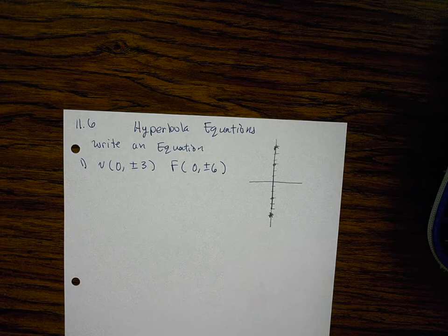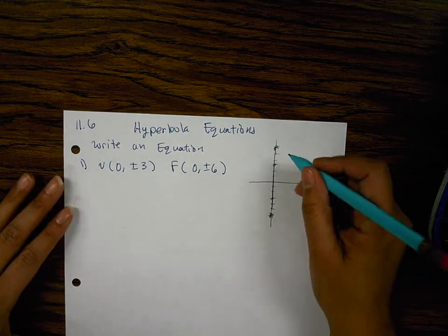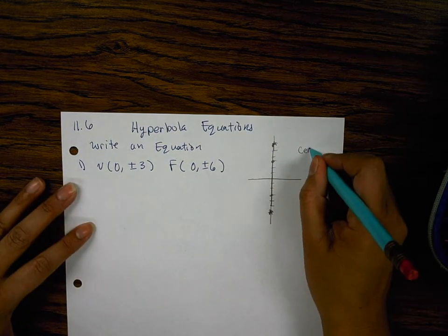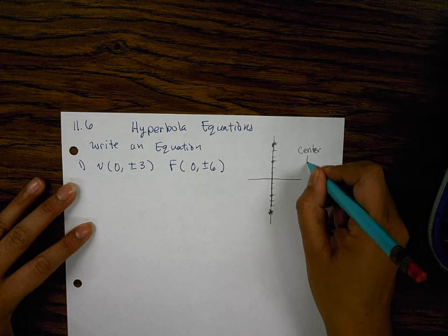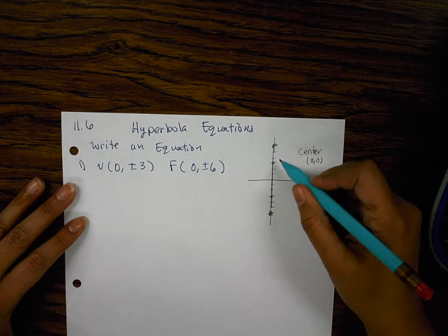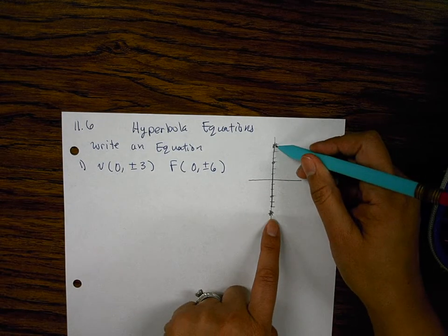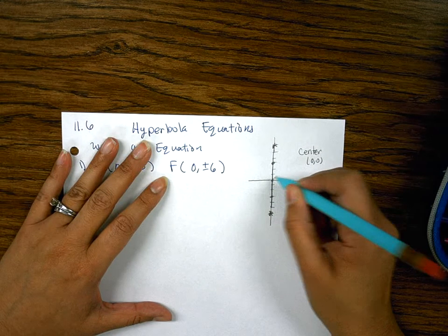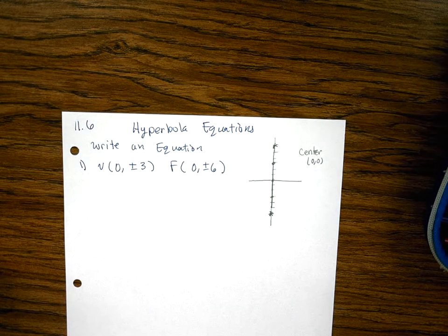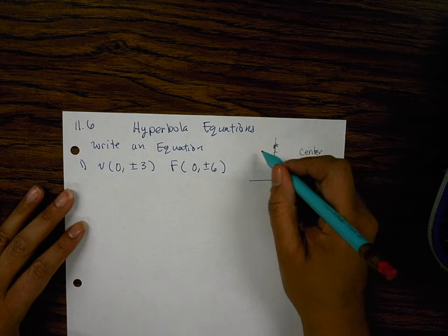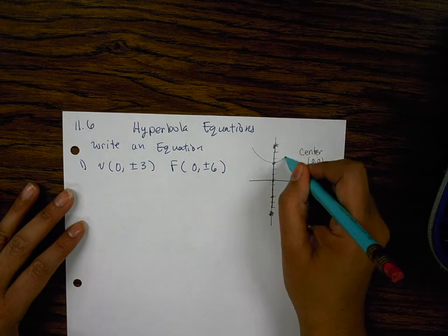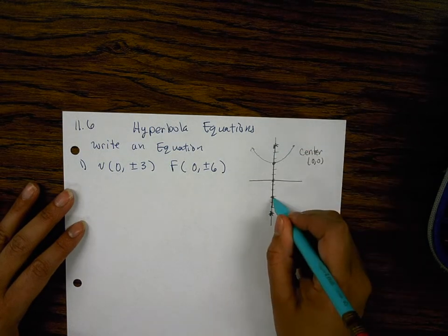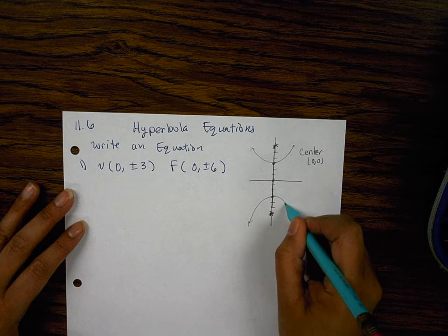Okay, so we can tell just from this that our center is 0. And I can tell that because from either the foci or from the vertices, I count my way inward, and the center is at the origin, (0, 0). Okay, I can also tell that it is opening up and down from where the foci and vertices lie.